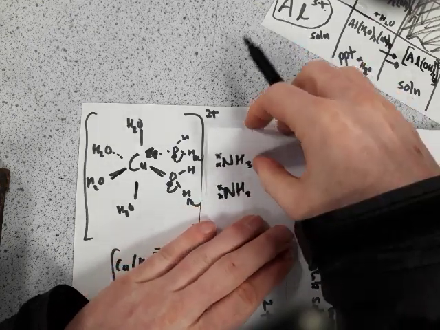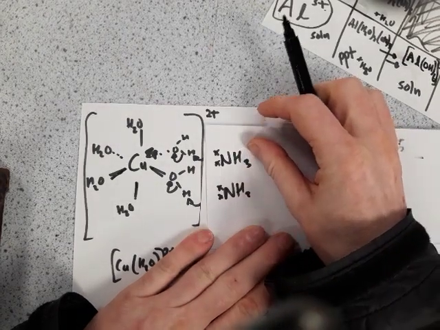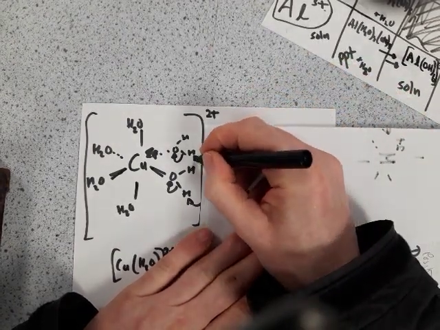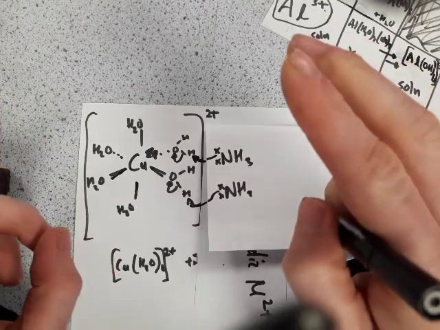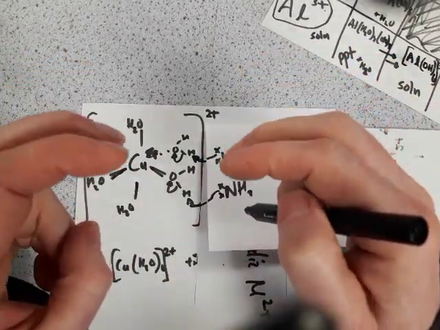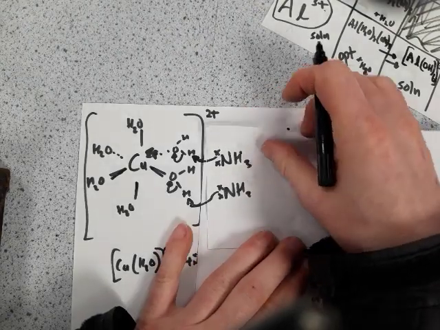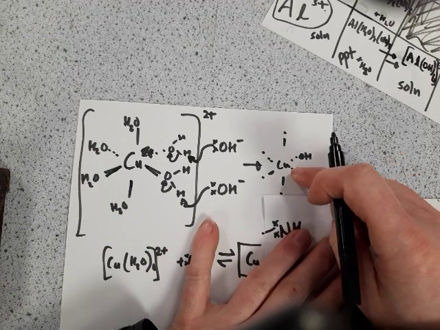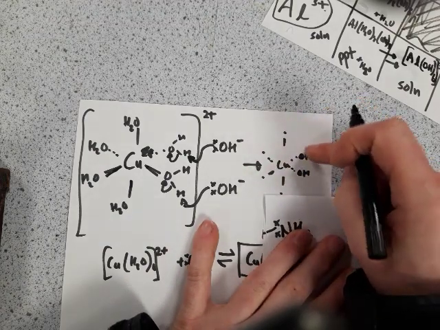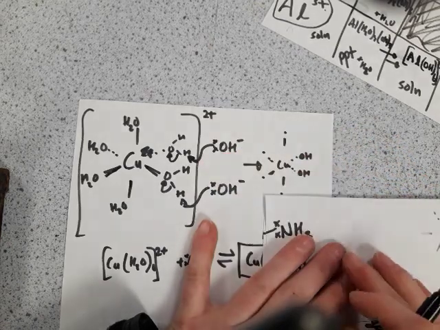Look what we did last time. OH minuses plucking off H's. Ammonia does the same thing. It plucks off these loose H pluses. All right, so that means you're going to make exactly the same product. Look, you're going to make this. Copper with 4 waters and 2 OH minuses. You're going to make the same precipitate that you made before.